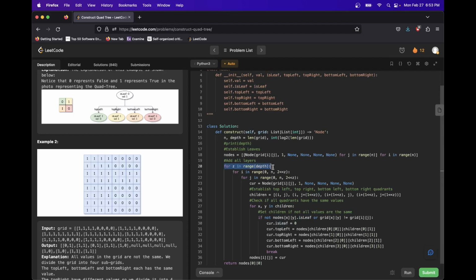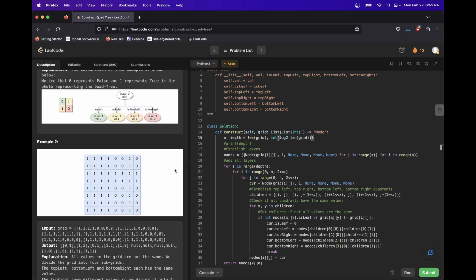So this is for z in range depth. And for depth, I just immediately say it's the logarithm of the length of the grid. So however long this grid is, log base 2 of that is going to be the maximum depth of the tree. So for example, here there's 8, so the depth is going to be 3. And the idea is we potentially have all of these as their own nodes, and then each of these 2x2 quadrants of those nodes, and then a 4x4 quadrant of each of those 2x2 quadrants, and then finally an 8x8 quadrant of each of those 4x4 quadrants.